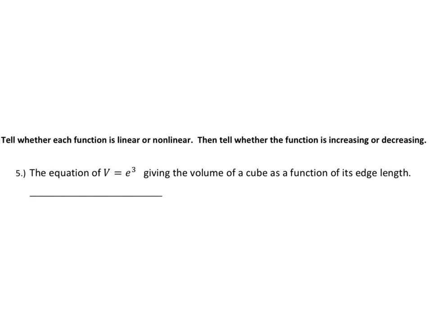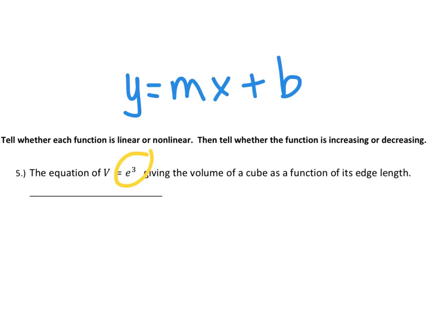Tell whether each function is linear or nonlinear, then tell whether the function is increasing or decreasing. Okay, we learned that linear functions take the format of y equals mx plus b. So I'm looking here, v equals e to the third power. Right there, because that's to the third power, that's going to make this nonlinear. If you had no power, like in y equals mx plus b, then it would be linear. So our first answer is nonlinear.